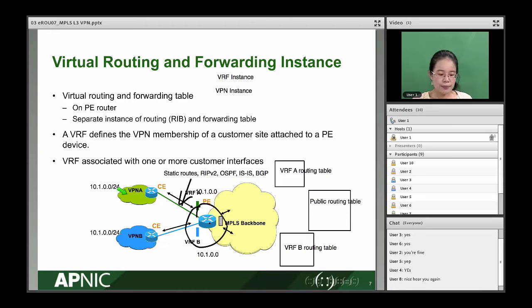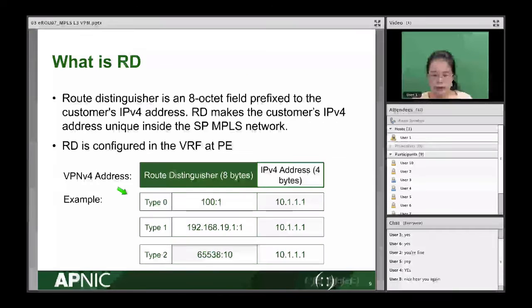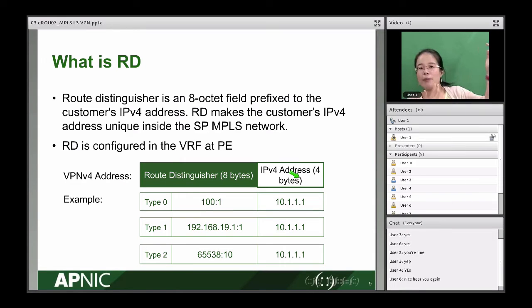Then you see what we are doing, the RD. We will add the RD in front of the IPv4 address. So whatever IPv4 address is sent from the CE device to me, maybe 10.1.1.1, when BGP advertises this prefix outside, it will add the RD. Who configures the RD? You configure the RD, you define the RD. The RD is 8 bytes in total, and there are different formats.